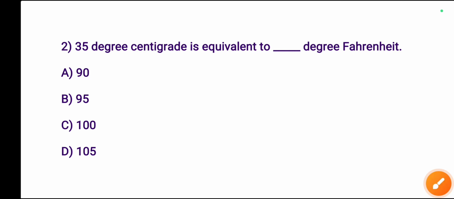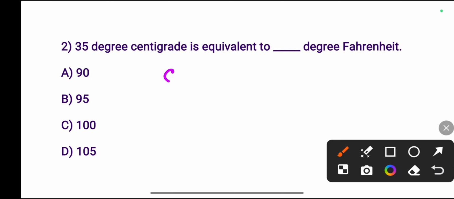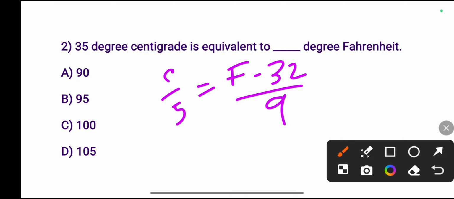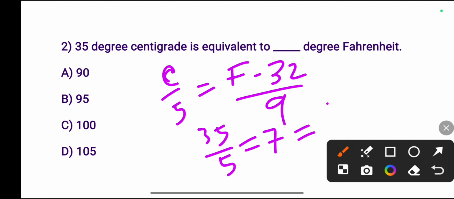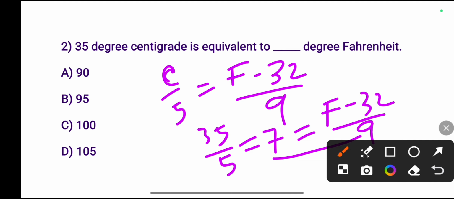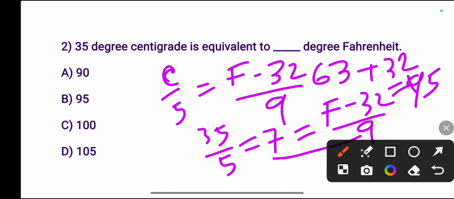Next, 35 degrees centigrade is equivalent to dash degree Fahrenheit. The formula is C by 5 equals F minus 32 by 9. Now put here 35. 35 by 5 equals 7. F minus 32 by 9. So 9 and 7 multiply, 63 plus 32 equals 95. So right answer option B, 95 degree Fahrenheit.